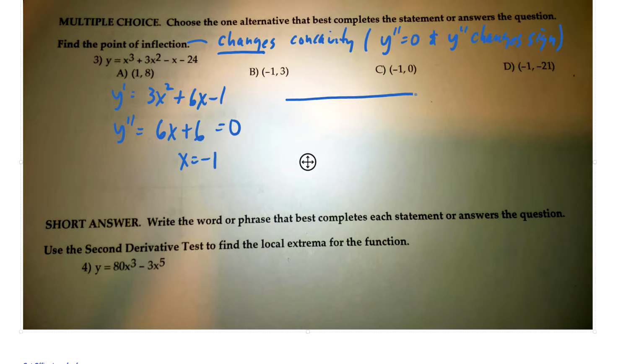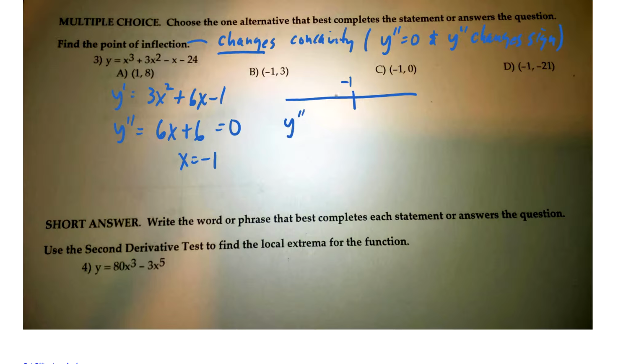Now I need to verify at -1 what happens to the second derivative. Please don't just write pluses and minuses here, because to a reader they don't know what that means and they don't know what you're doing. And for some of you, you might be plugging into the first derivative of the function. It's not clear, so please do say double prime.